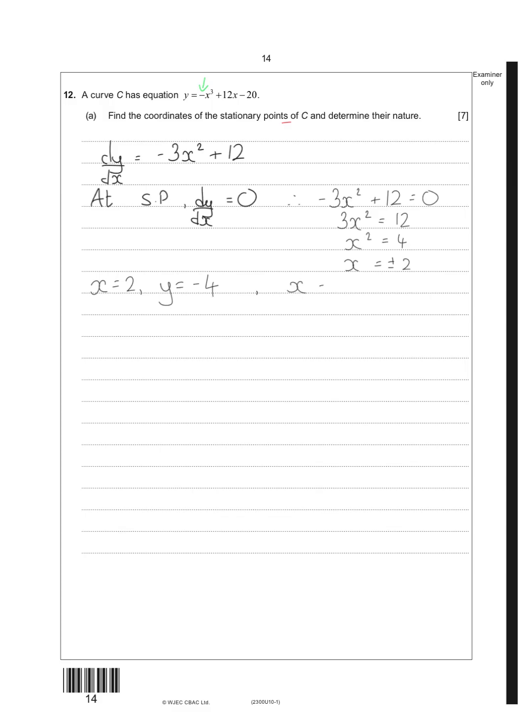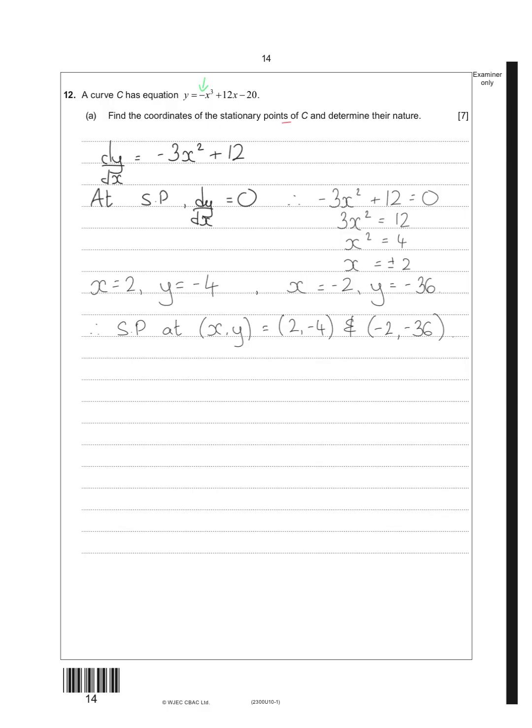When x is minus 2, you again stick it back into the original equation, and you should find that y is minus 36. So at this point, I like to do a little in the middle of the question summary. Therefore, stationary points at (x, y) equal to (2, minus 4), and (minus 2, minus 36). So now we found where they are, let's classify them.